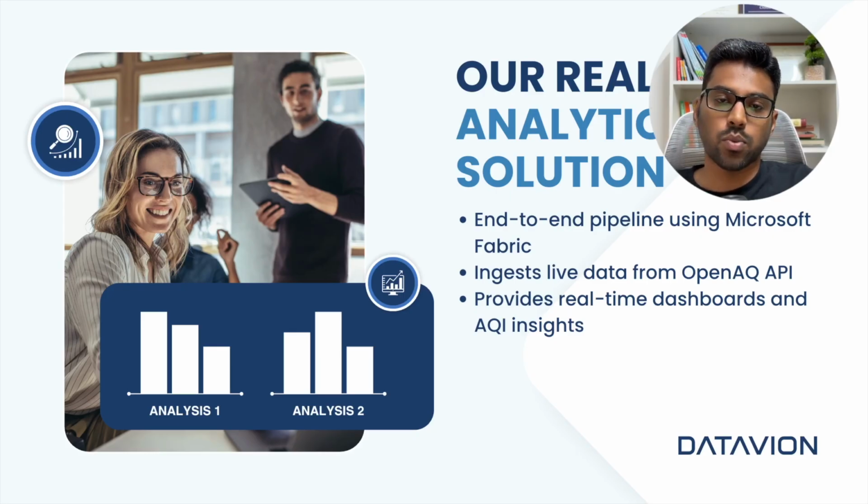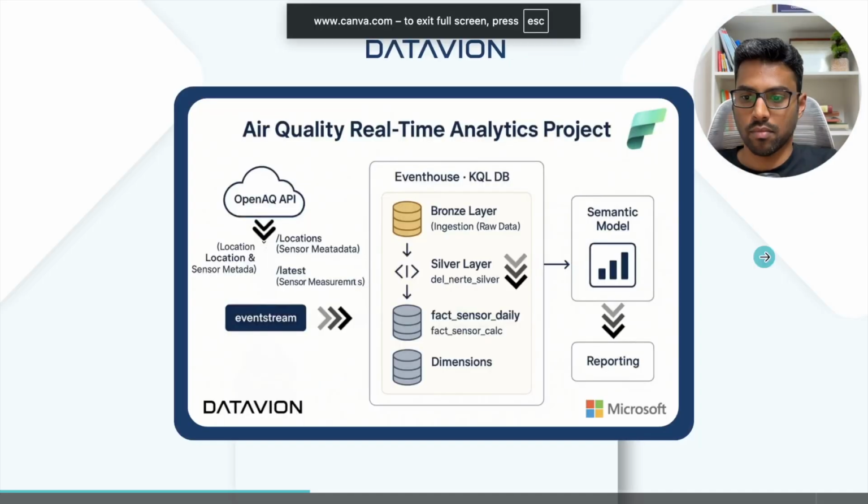So in the next video we'll quickly look at the architecture diagram to see how the data flows from the OpenAQ API through different medallion layers. We are going to build the bronze, silver and gold layers, and we are going to look at the grain of the fact table, and then we are going to build the semantic model, and then finally reports and dashboards. So we'll walk through the architecture quickly in the next video.